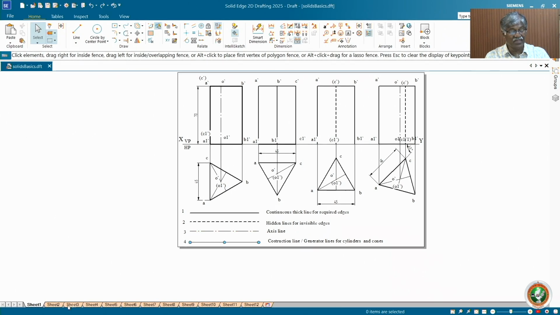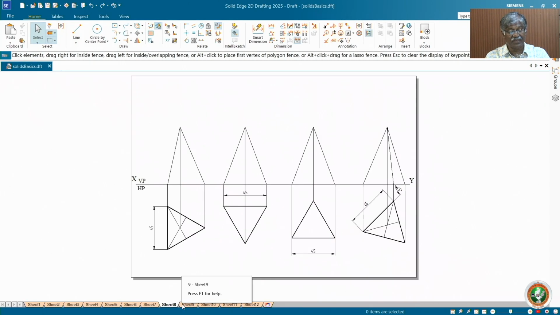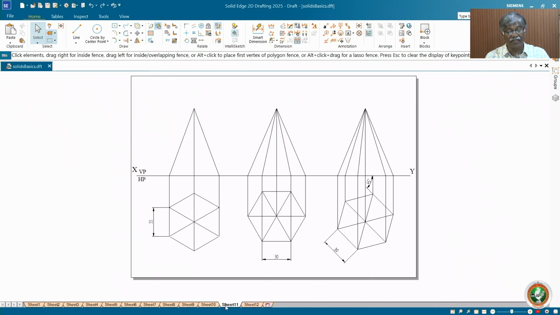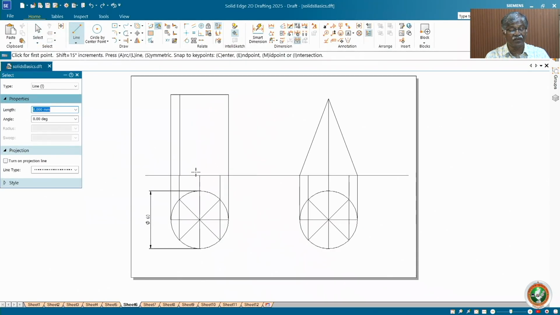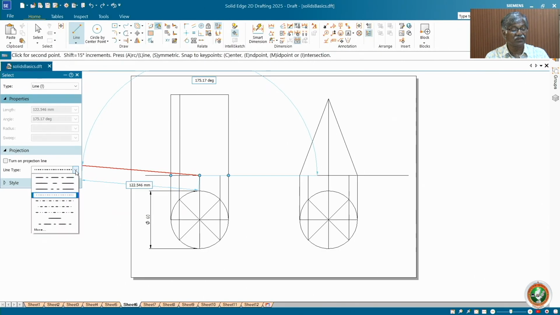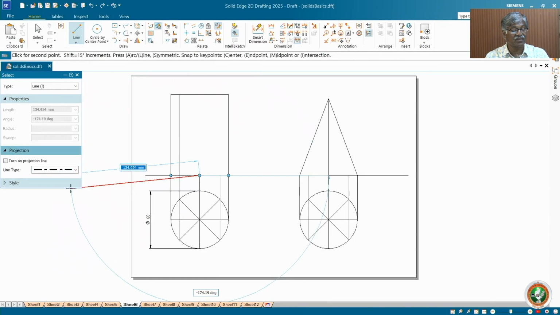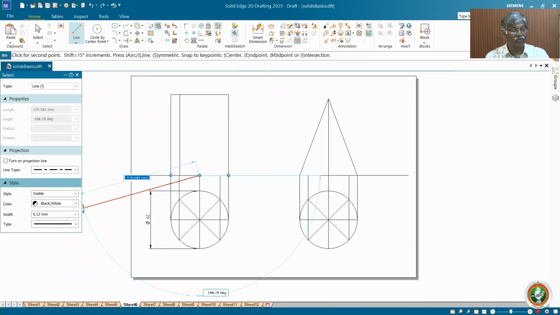Now, in this case, particularly, okay, sorry. Yeah, in this case, here axis you have to keep, not the thin line. Now, select the line here and mark this axis. Line type is axis, thickness 0.35.